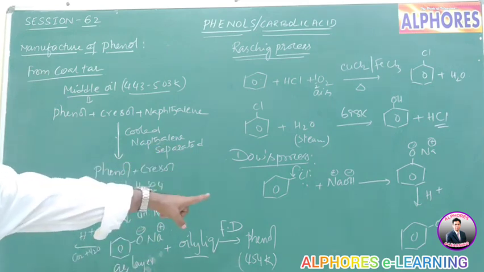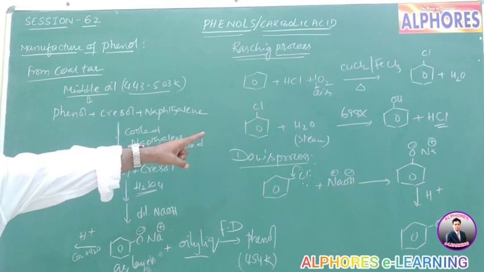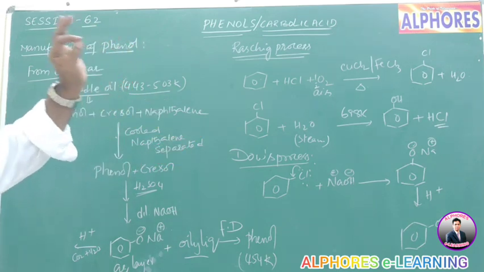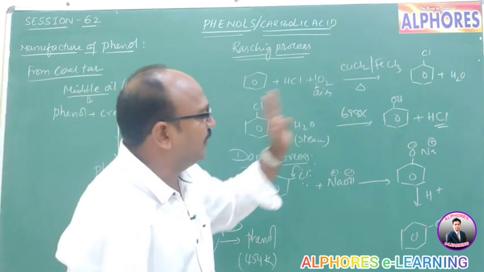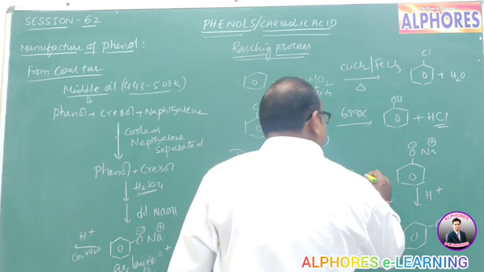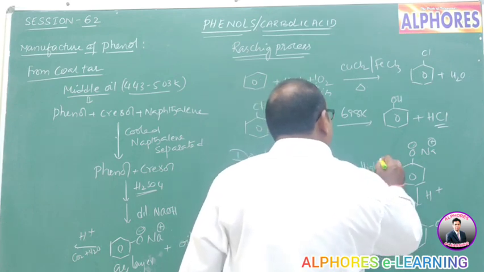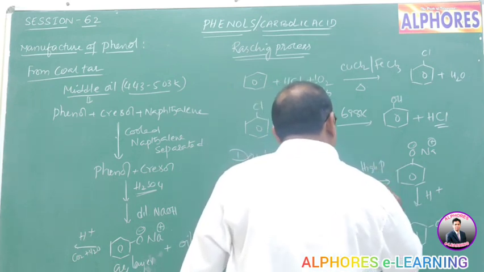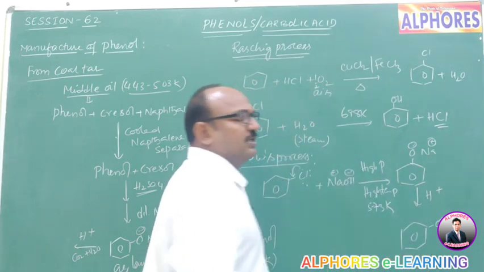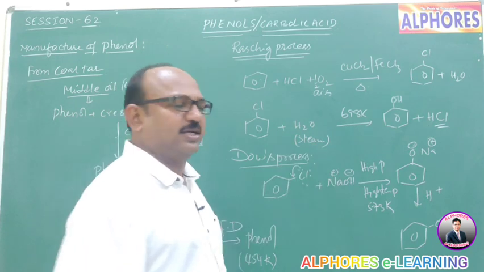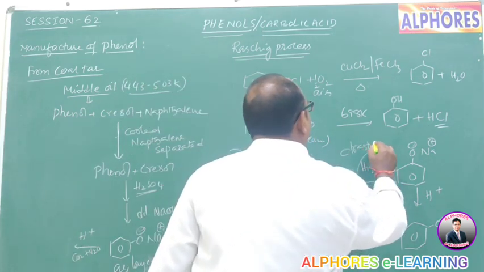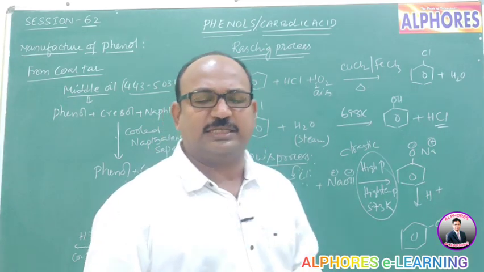So if it is so, then how does that reaction proceed, and how does sodium phenoxide formation take place? This takes place at high pressure and temperature, around 573 Kelvin. This is what we call drastic conditions. This reaction takes place under drastic conditions and not under ordinary conditions.